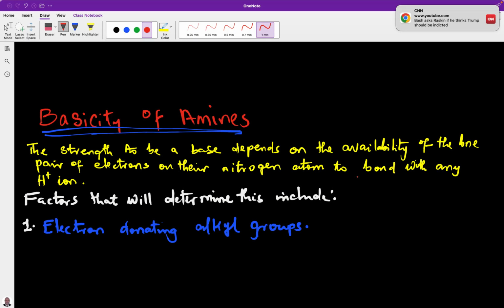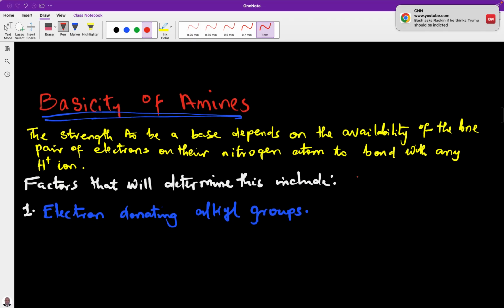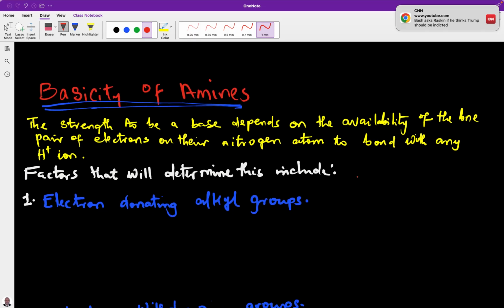So we are going to use it here. Since we are saying that the basicity of the amines will depend on the availability of the lone pair of electrons on their nitrogen atom to bond with a hydrogen ion, the lone pair of electrons on the nitrogen is going to be used to form a dative covalent bond. In that case, the Lewis acid-base theory will be playing a role.